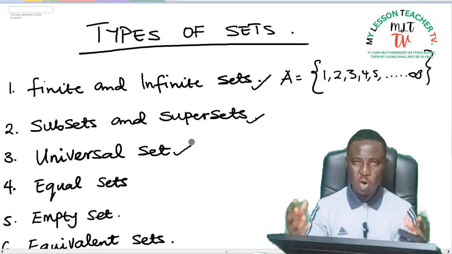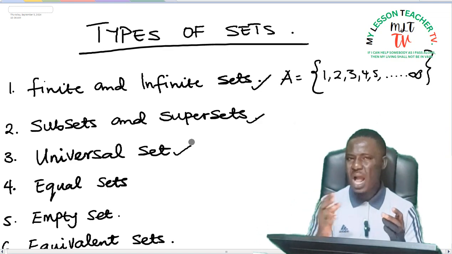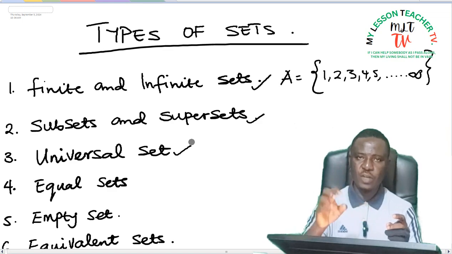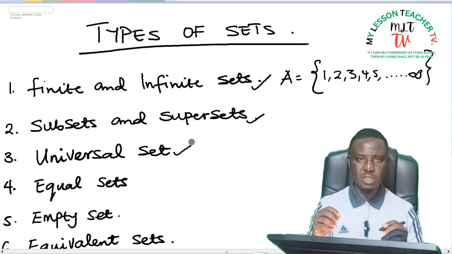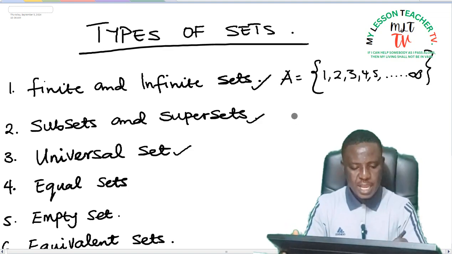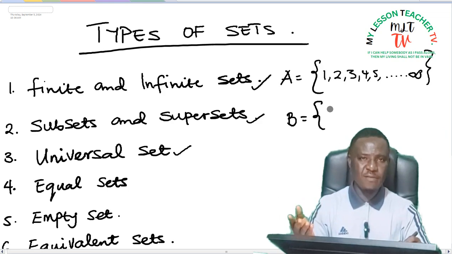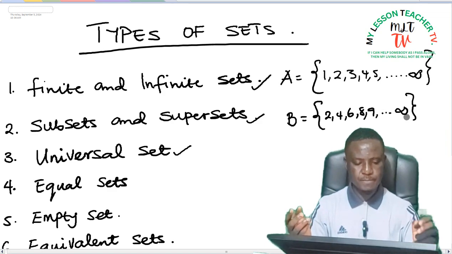all its citizens under consideration or its landmark under consideration, while a subset is said to be a fraction or a part of a universal set. If A is said to be a universal set, subset of A can include, let's call it a set B, which is a subset of A, can be made up of all even numbers, where you have 2, 4, 6, 8, 10, down to infinity.